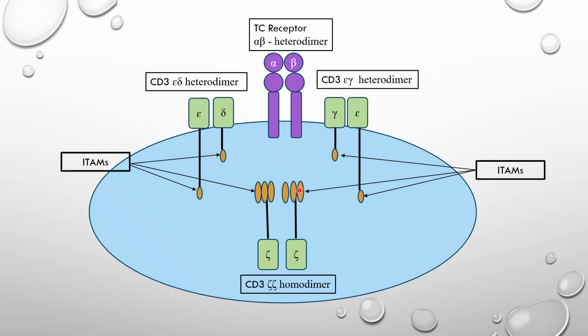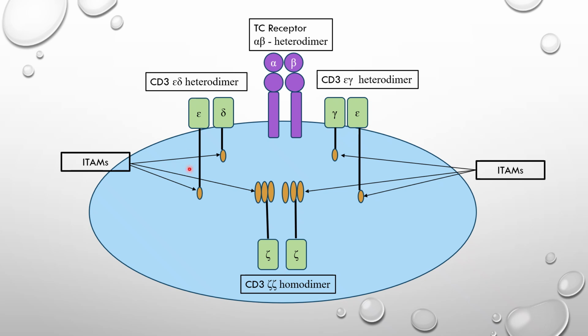So ITAMs, as I said before, are immunoreceptor tyrosine-based activation motifs, and they are basically like launch pads. Once they're phosphorylated, you then get other molecules that are required for the activation of the T cell, and downstream it results in the immune synapse, and the release of the lytic payload into the target cell.